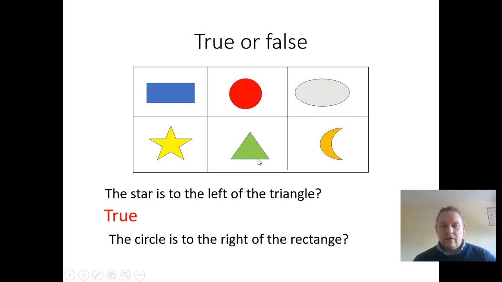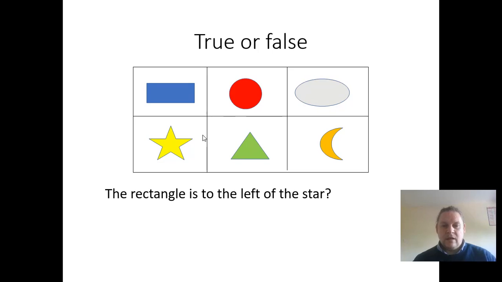The circle is to the right of the rectangle. Where's the rectangle? Where's the circle? Now, if the star's to the left of the triangle, that's heading this way, and so this way is going to be right, isn't it? So it's true. The circle is to the right of the rectangle.